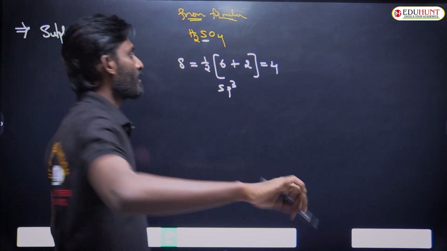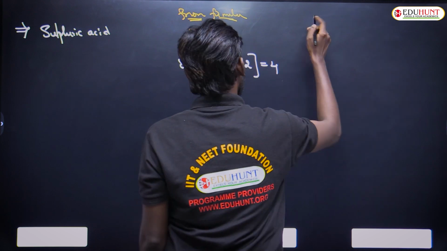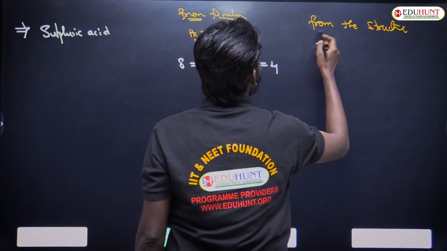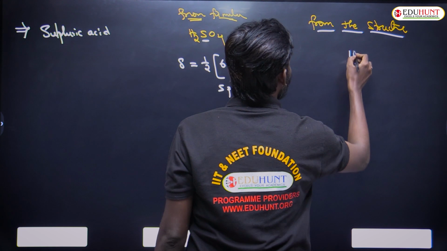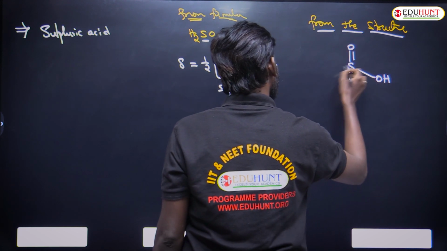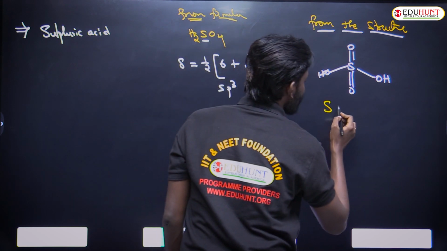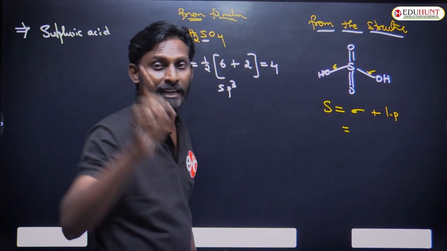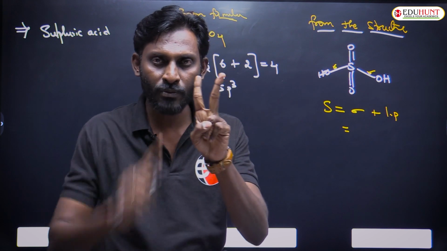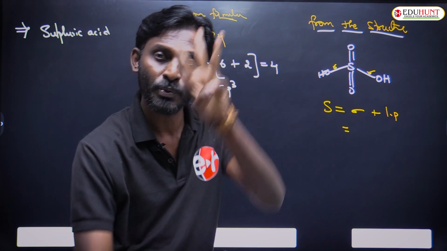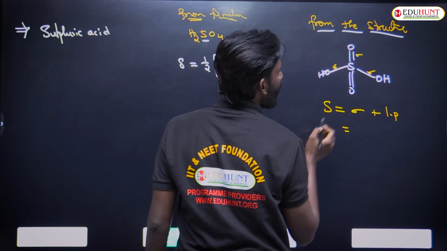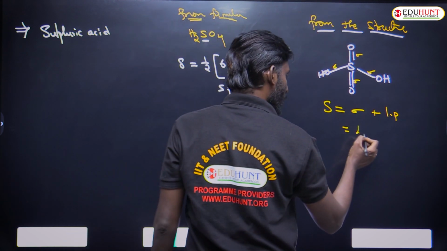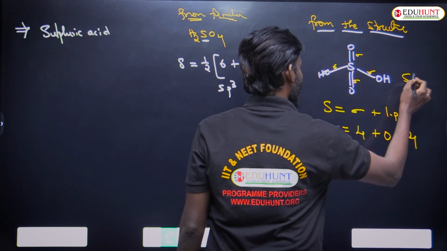This is by the formula. Then what if you want to do it from the structure? If the structure of sulfuric acid is like this, then go for it. S is equal to the number of sigma bonds plus lone pairs. Single bond, sigma; single bond, sigma. And I told you when there is a single bond, sigma; double bond, 1 sigma 1 pi; triple bond, 1 sigma 2 pi. So in this double bond there is 1 sigma. In this double bond there is 1 sigma, and you can see there is no lone pair left on the central atom. So a total of 4 sigma bonds plus 0 lone pairs. So S value is 4. The hybridization is sp3.